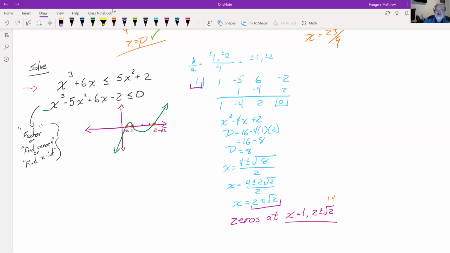And we are asked, where are this function's values less than or equal to 0? Where on this graph are our y values less than or equal to 0?